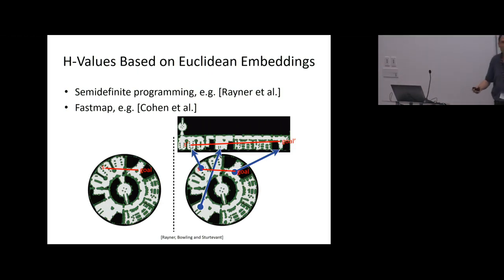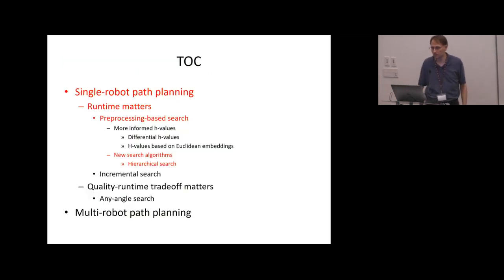So the question then is, how do you do it? How do I take the environment and embed it into a higher dimensional state space? There are different ways you can do it. Semi-definite programming is one of them. That is pretty slow, but gives pretty good results. There's FastMap also, a much faster type of technique. I'll not go into details here, but just be aware of the fact that you can do that, and that often results in pretty good heuristics. Okay, good.